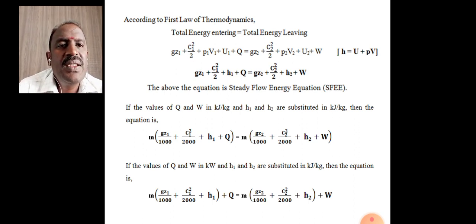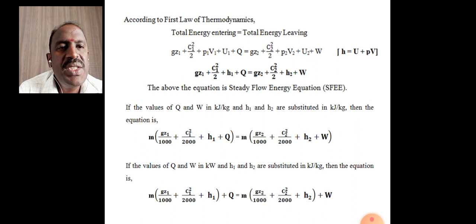In this, enthalpy H equals U plus PV, and we can substitute P1 V1 plus U1 equal to H1 and P2 V2 plus U2 equal to H2. So the steady flow energy equation will be g Z1 plus C1 square by 2 plus H1 plus Q equal to g Z2 plus C2 square by 2 plus H2 plus W.